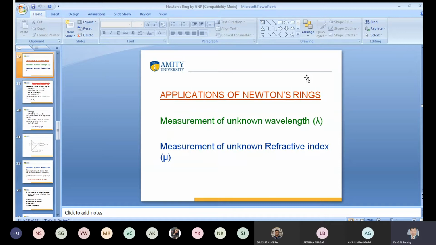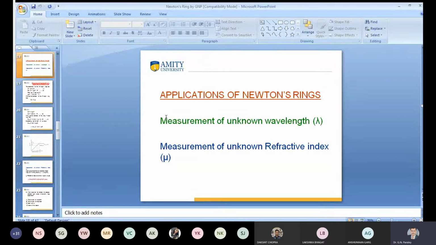Application of Newton's ring means how can you determine, how can you measure the wavelength of an unknown source. This is going to happen in your lab, so this is important. Sometimes it is asked in examination: with the help of Newton's ring, how can you determine the wavelength of an unknown source? This is the first method, and it is also mentioned in your lab.